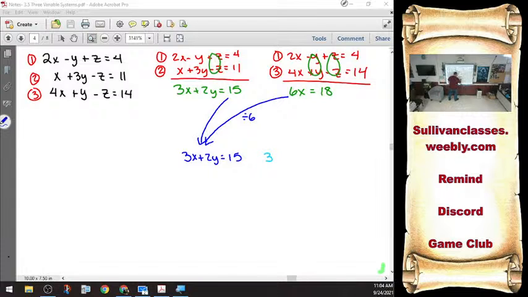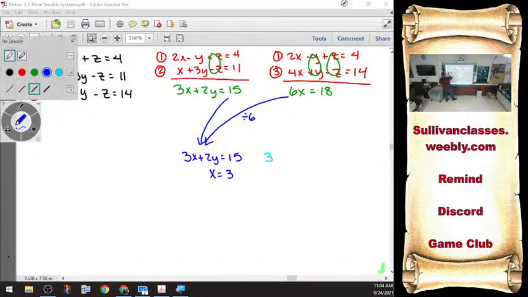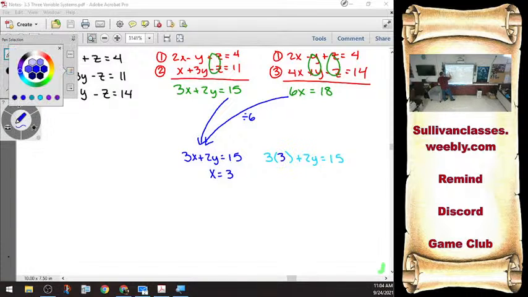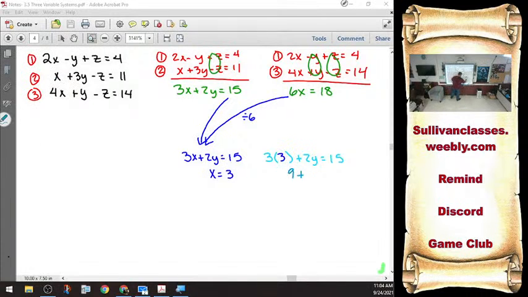Let's try this again. X is 3. So now I got 3 by a thing plus 2y is 15. In goes 3 and get 9 plus 2y is 15. 2y is 6. Y is 3. Now what? You got an x. You know y. Move on and find a z.